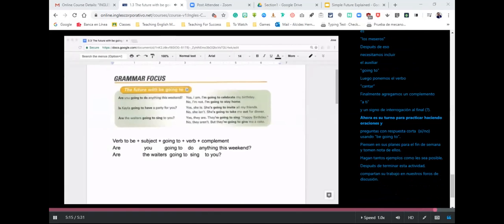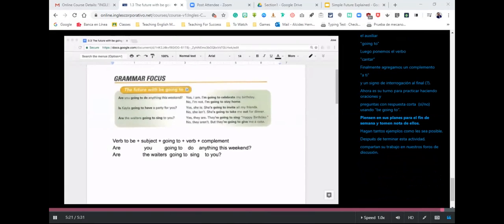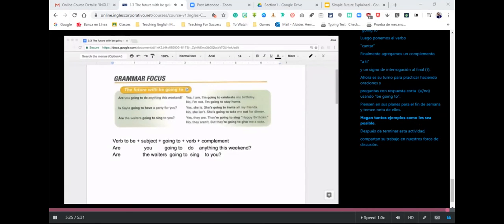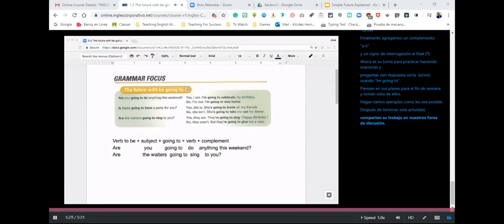Now it's your turn to practice making statements and yes or no questions using be going to. Think about your plans for the weekend and write them down. Do as many examples as you can. After you finish this activity, share your work in our discussion forums.